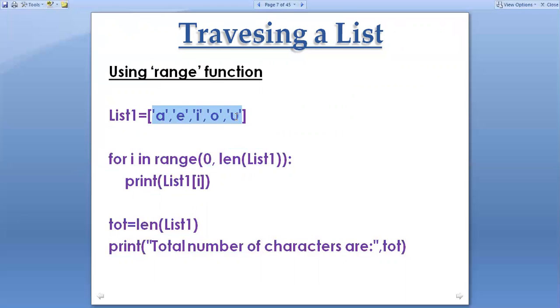So how many elements are here? 5 elements. So 5 times it will work here. So print list1[i]. What is i? It begins with 0 and works till the 5 elements here. Also, you can write here total equals len(list1). So it will also count 5. So it will display 5 elements here, the number of elements in the length.